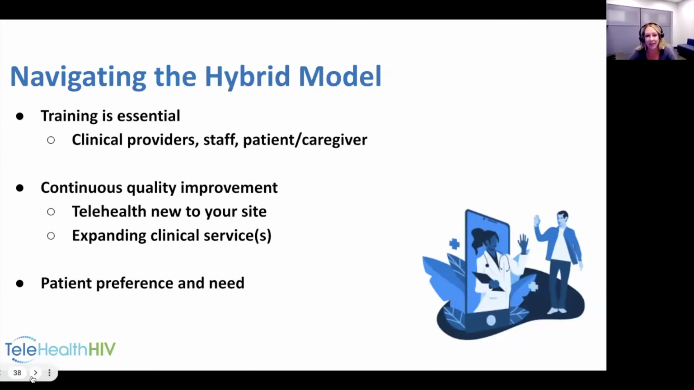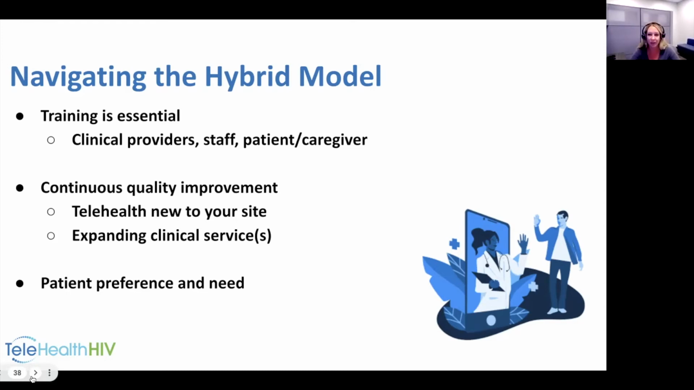So when we're navigating this hybrid approach for our patients, first and foremost, we need to make sure that we're trained on how to use this technology. As Jeremy said, we are the troubleshooters for technology, and so you have to be comfortable with using the technology. Not only your providers who are using it, but also other staff members who are checking in our patients. But then also the patient and caregiver need to have a level of comfort, or people are going to be turned off to using the telehealth modality as a whole.